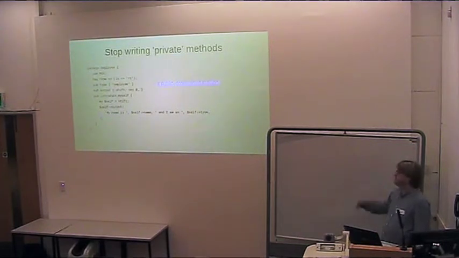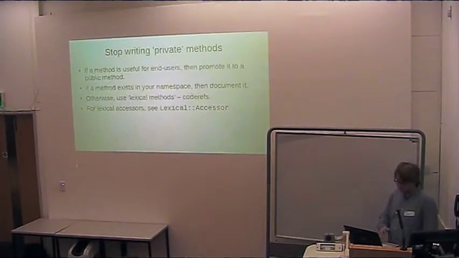The other alternative is to just make it a public method. If it's so useful that you've written it, then document it, let other people use it. So private methods can be promoted to public, or they can just be turned into code refs, so you don't need any subs named with an underscore, undocumented subs.